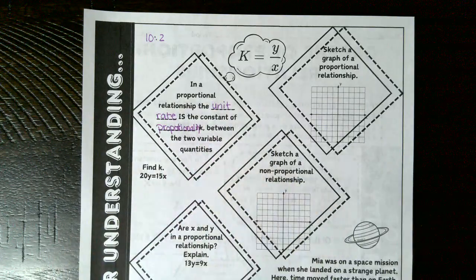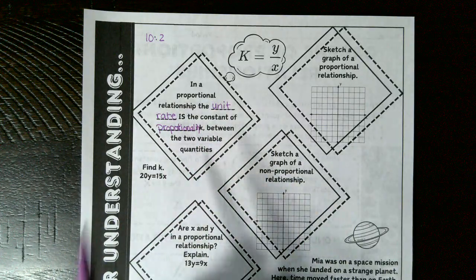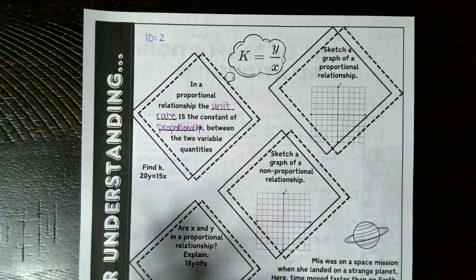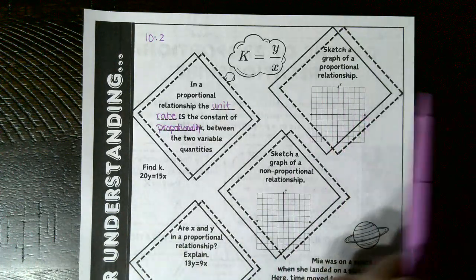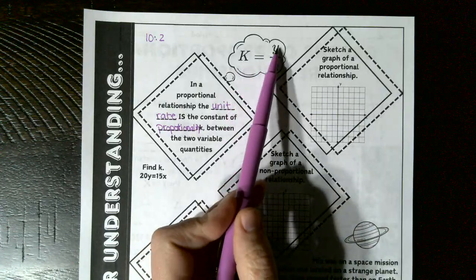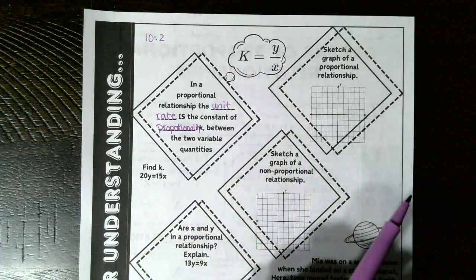K between the two variable quantities. Okay, so the unit rate is the constant of proportionality between those two variable quantities. So that means k equals y divided by x.